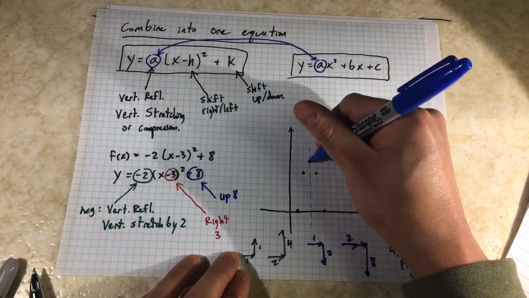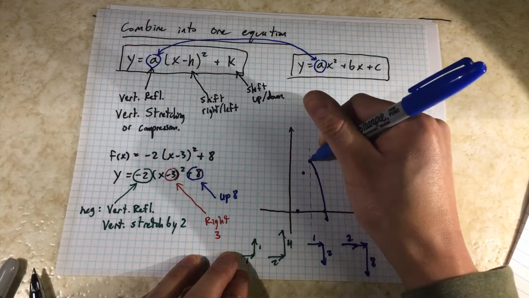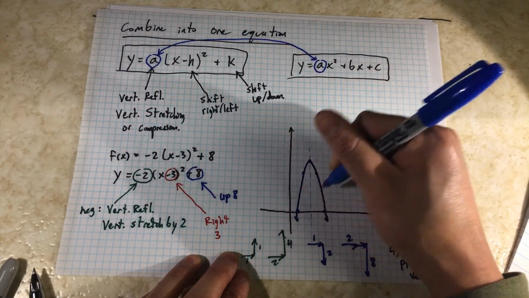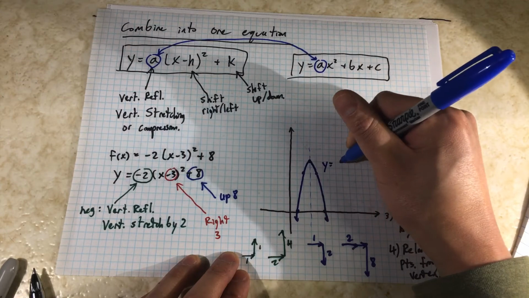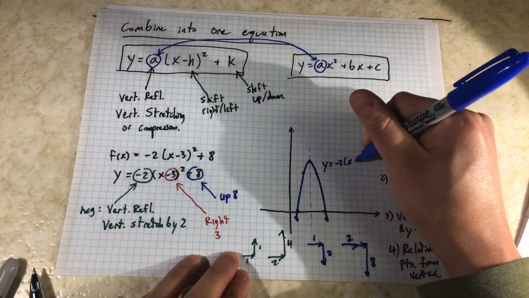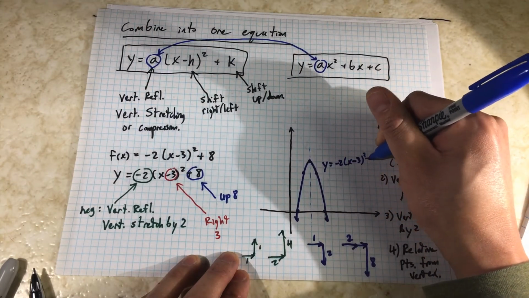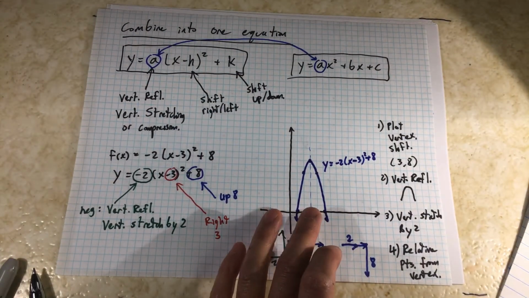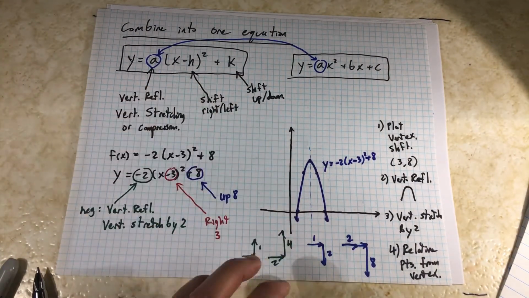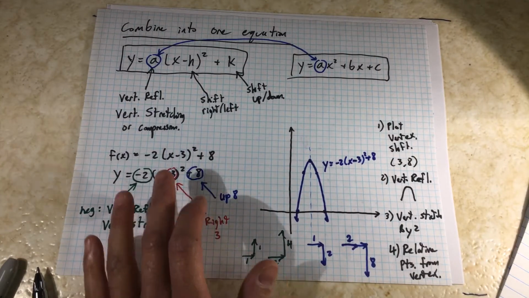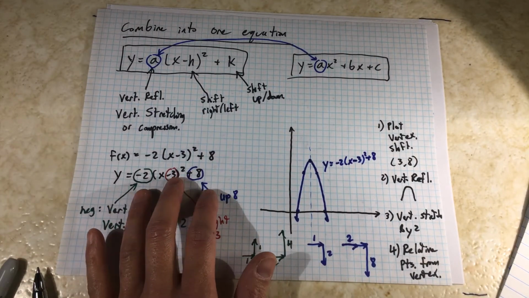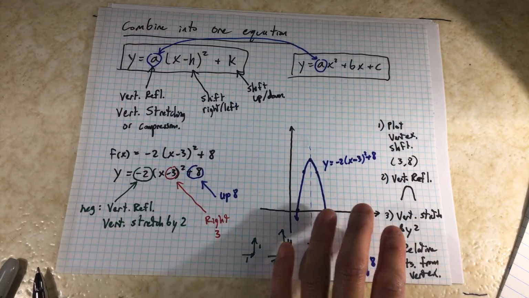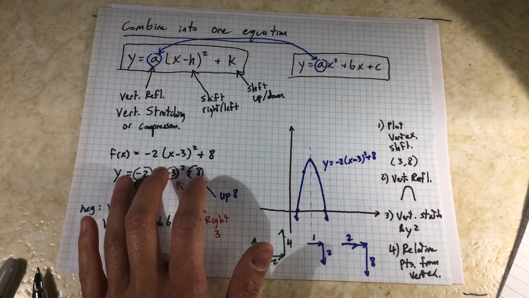So our graph should look something like this. So this is our graph, y equals negative 2 (x minus 3) squared plus 8. Okay, so in a lot of cases, people really like this form because it's usually pretty easy to graph if you know how to interpret the meaning of these numbers.